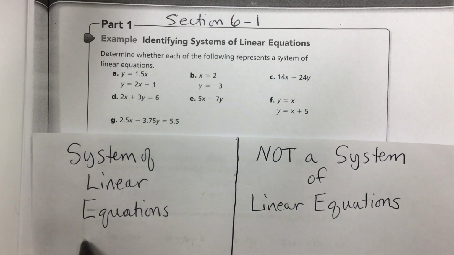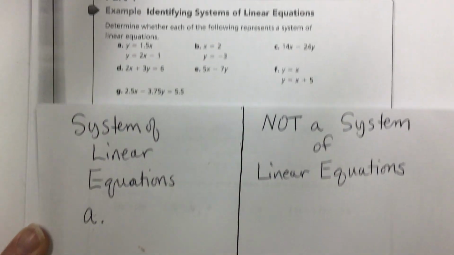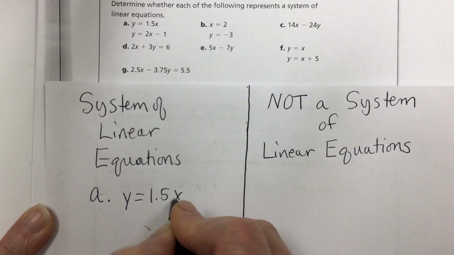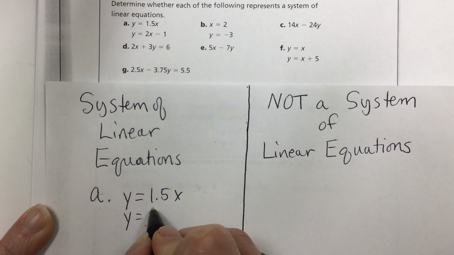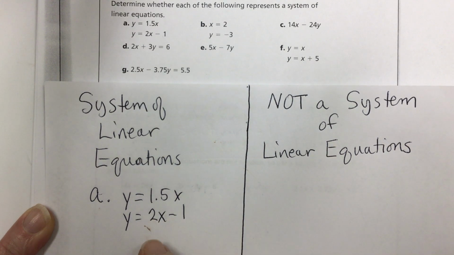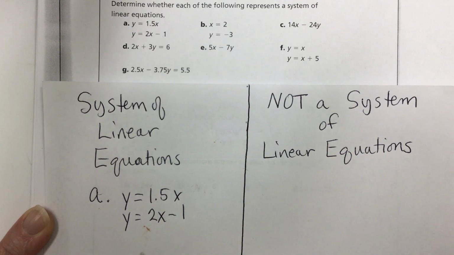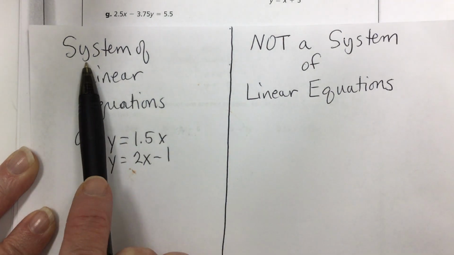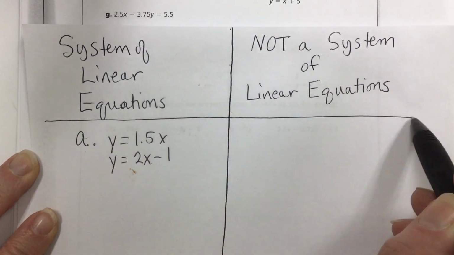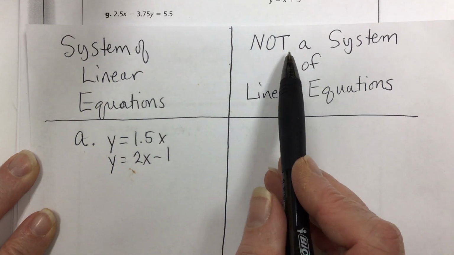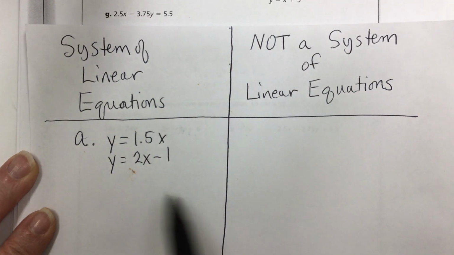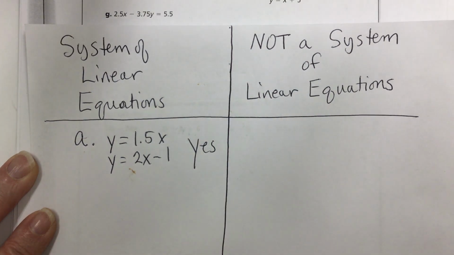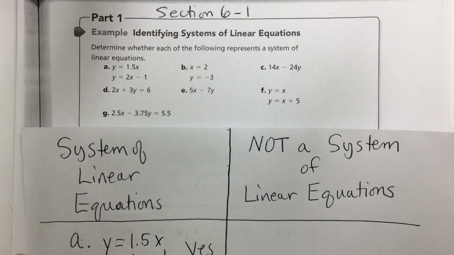So A is a system of linear equations. So y equals 1.5x and y equals 2x minus 1. That is a system of linear equations. Notice I've divided my paper into the left side is a system of linear equations and the right side is not a system of linear equations. So A would be yes. Okay? Let's look at B part.